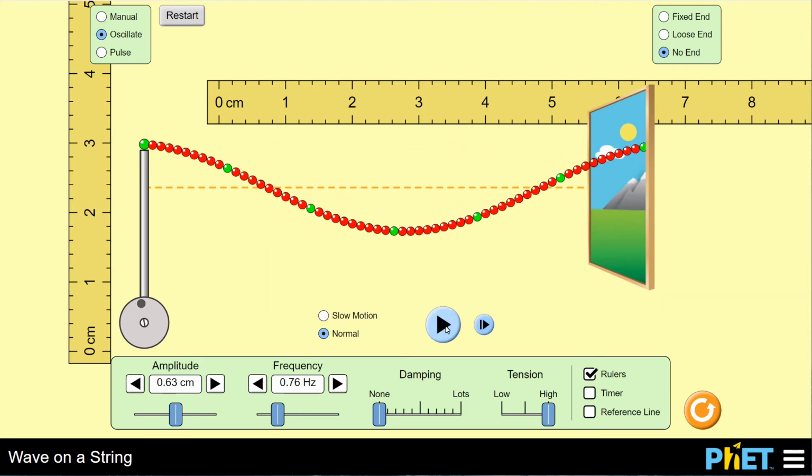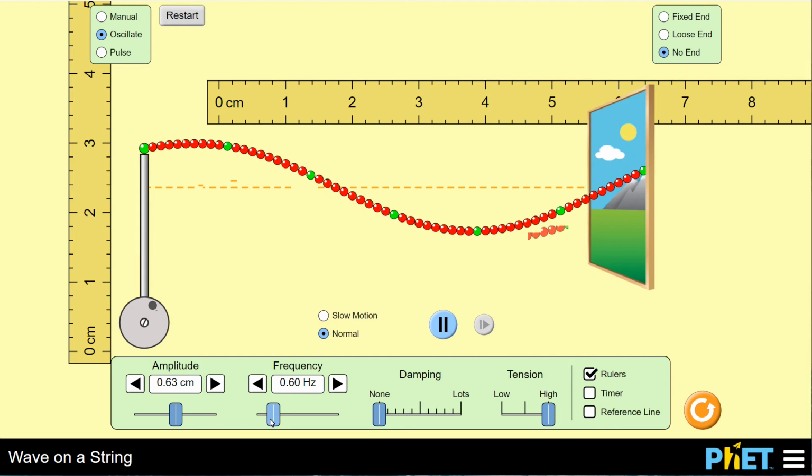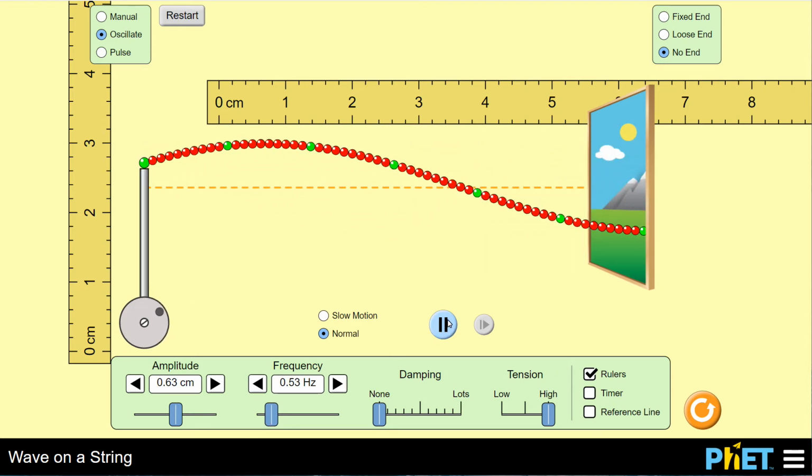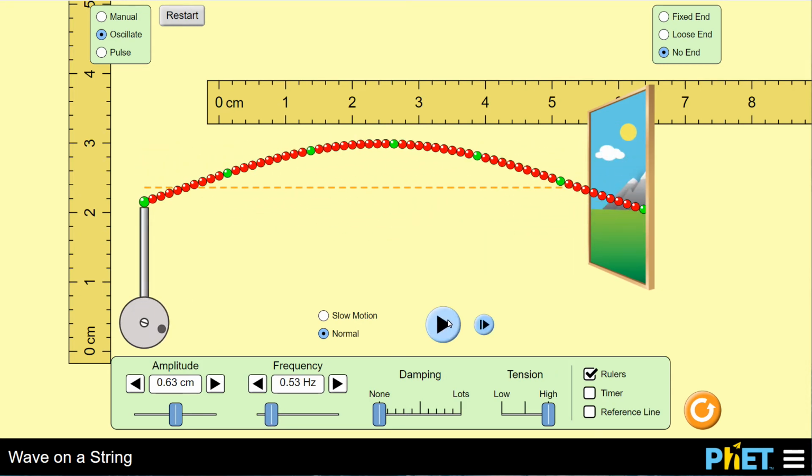And let me pause it. Yeah, let me make it a little bit lower. Okay, I'll pause it right here. Well, notice we've got a really big wavelength. The wavelength doesn't fit within the simulation, so how do we figure out what one full wavelength is?